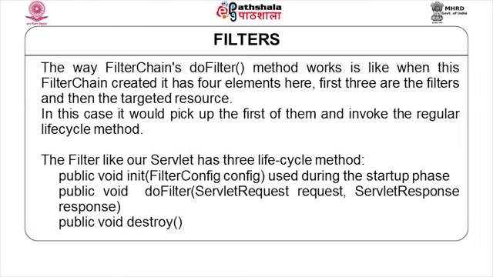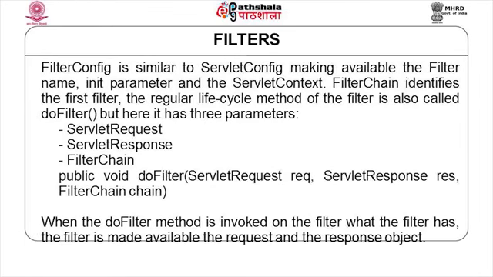Initialization of those filters was already done. So, what it has done is, it has identified the first filter. Now, what is the regular life cycle method of a filter? The regular life cycle method of a filter is also called the doFilter method. The method is doFilter, but here it has 3 parameters. The parameters are the servlet request, servlet response, and the third parameter is nothing but a filter chain parameter.